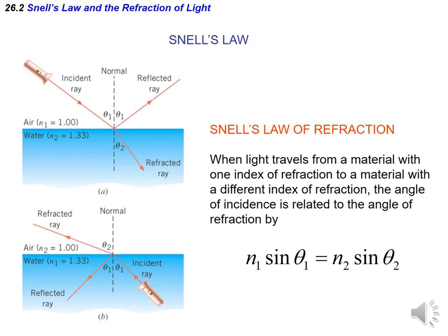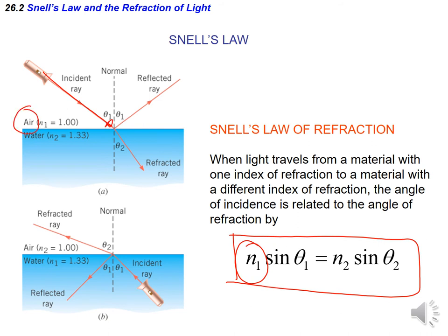So we have Snell's law here. In Snell's law of refraction, when light travels from a material with one index of refraction to a material with a different index of refraction, the angle of incidence is related to the angle of refraction. So we have this equation, N1 sine theta 1. The N1 here is the index of refraction of the first medium. If this is the incident ray, and the medium here is air, then that's equal to 1. So N1 here is the index of refraction of air. Sine theta 1, the theta 1 here is the angle of incidence. N2 is the index of refraction of the second medium. If our second medium is water, the index of refraction of water is 1.33.